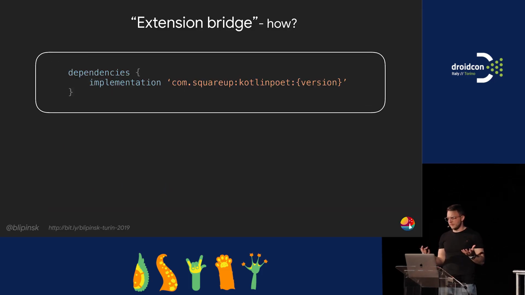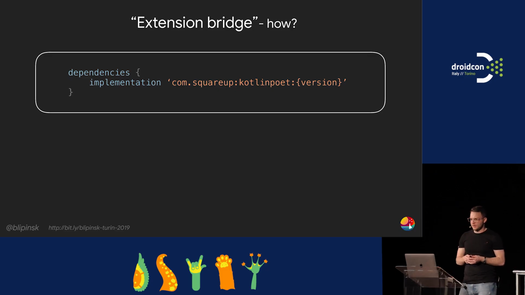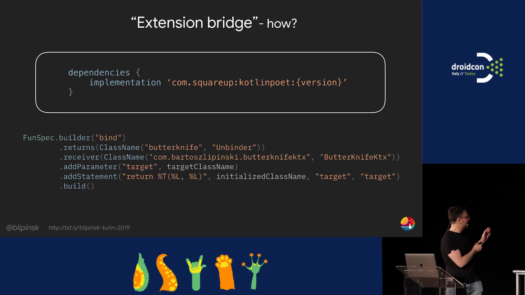So how do you do it? Well, of course, you are using a library from Square. It's probably a default answer to many questions in Android development. You should actually use Kotlin Poet. I will not go into too much detail of how you generate extension functions, because it's very much a case by case thing. But you can see one example of an extension function being generated.